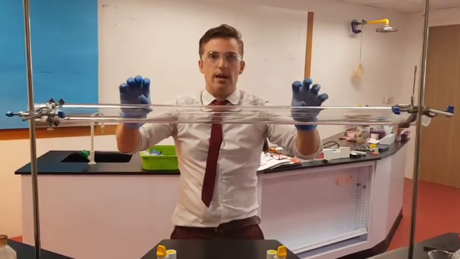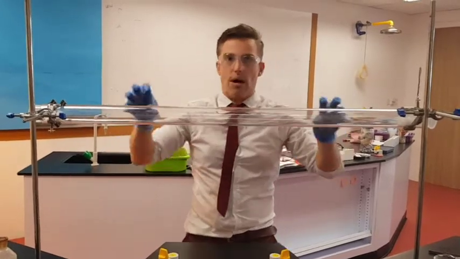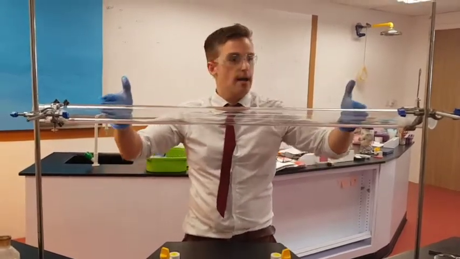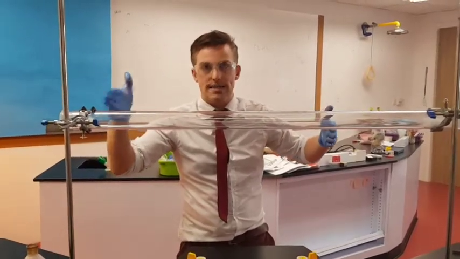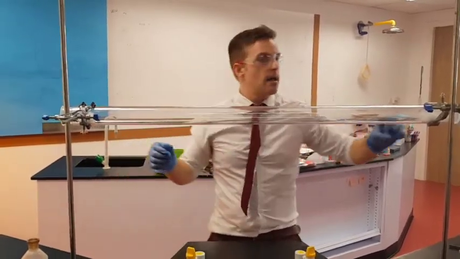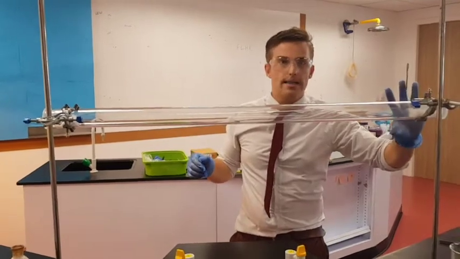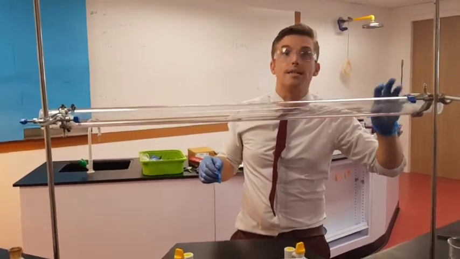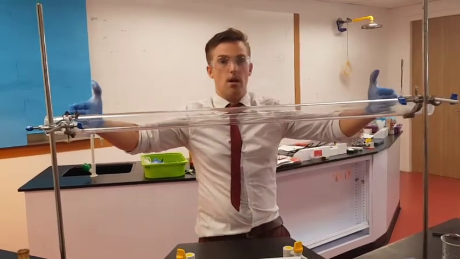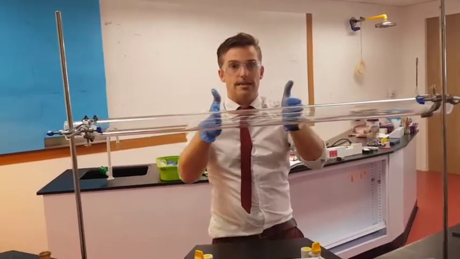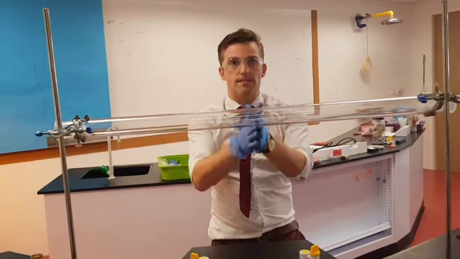Now what this is hopefully going to enable us to do is to see how quickly the diffusion is happening. Because the ammonia molecules have an MR of 17, that means they're very light. The hydrochloric acid on this side has an MR of 36.5. These are much heavier. What that means is we are not going to see the gases meet in the middle and form the smoke here.